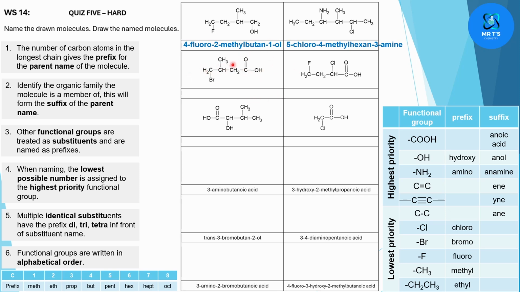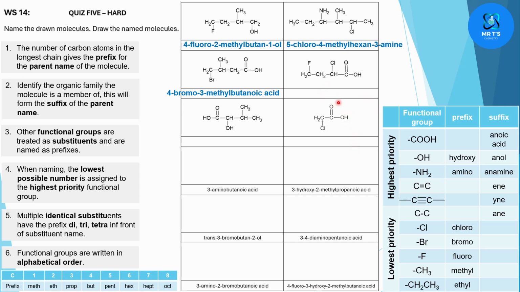So the next molecule, we have 1, 2, 3, 4 carbons in the longest chain. We have a carboxylic acid group attached, the highest priority group, a bromine atom, and a methyl group attached. So we're going to start numbering from the carboxylic acid end, and the suffix is going to be -oic acid. It's going to be butanoic acid, and we're going to end up with 4-bromo-3-methyl butanoic acid.